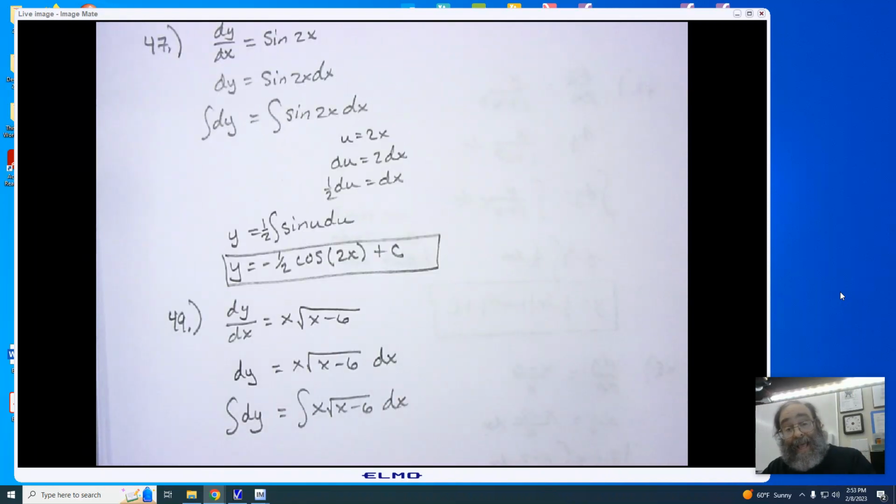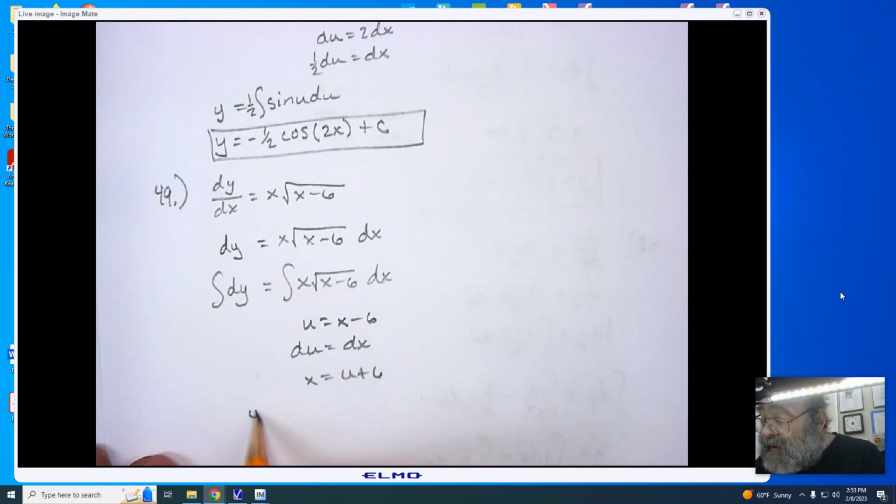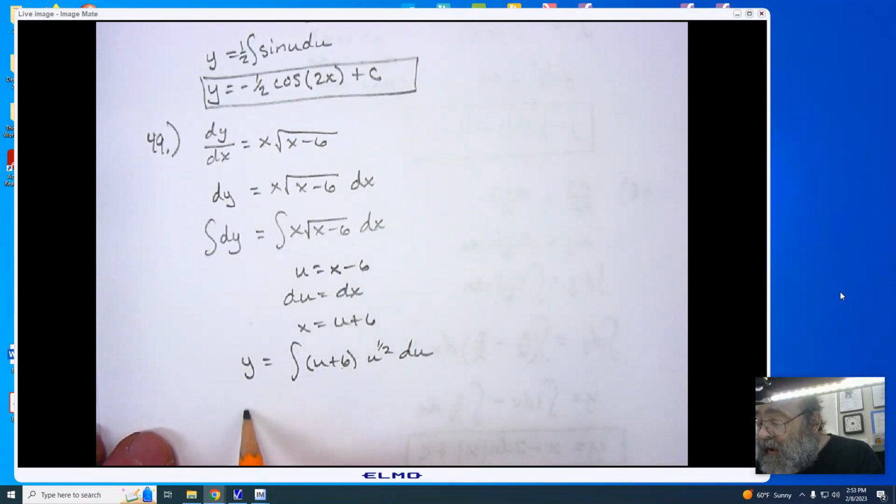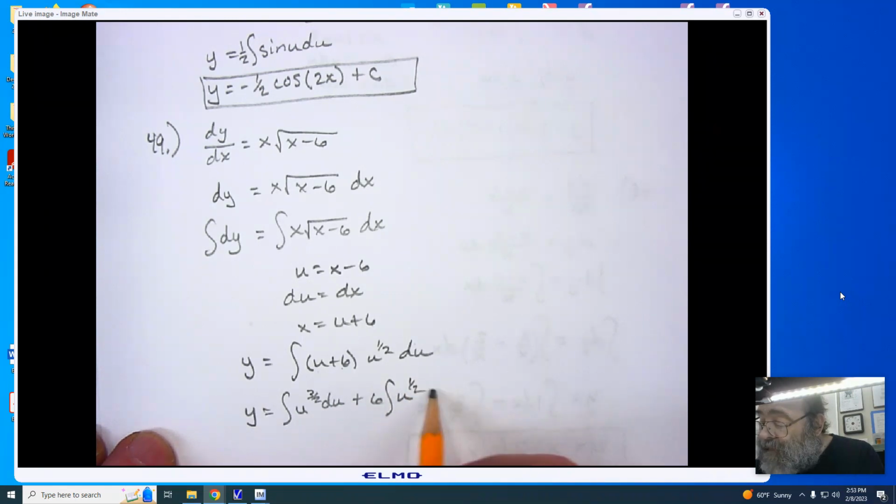We're not able to distribute that x into the radical, which means that we have to now change that x minus 6 in terms of u so that we can write x as a u. If u equals x minus 6, du equals dx, and x has to be u plus 6. We can now replace, giving us y equals the integration of u plus 6 times u to the 1/2 power du. We can now distribute u to the 1/2 into the u plus 6, giving us y equaling the integration of u to the 3/2 du plus 6 the integration of u to the 1/2 du.